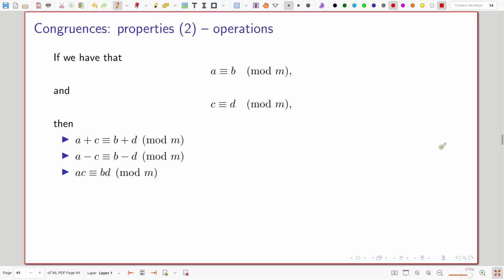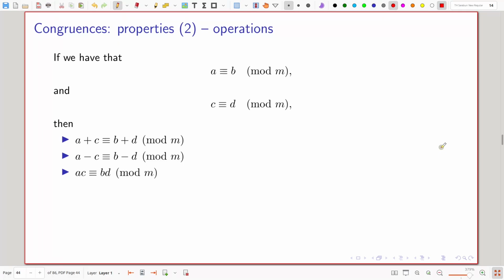Almost. So with congruence, everything that you know about equalities works. You have two numbers, A equals B, C equals D. If you add them up, you get the same. If you subtract, you get the same. If you multiply, it will be the same. So you can do everything except what is missing here.